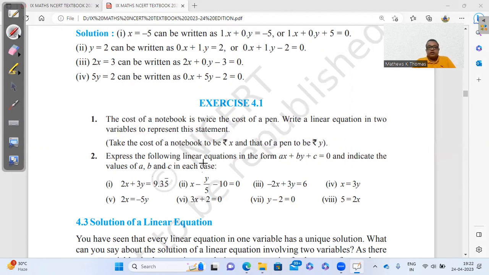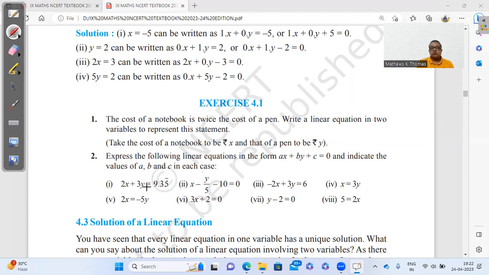That is, express the following linear equation in the form of ax plus by plus c is 0, indicating the value of a, b, c in each case. Now what is a? A is the coefficient of x. Whatever is the number with x, that is a. And y coefficient is b. Whatever is the number with y, that is b, and c is the constant. And if you notice, everything is on the left side. So what we need to do is bring every number on the left side.